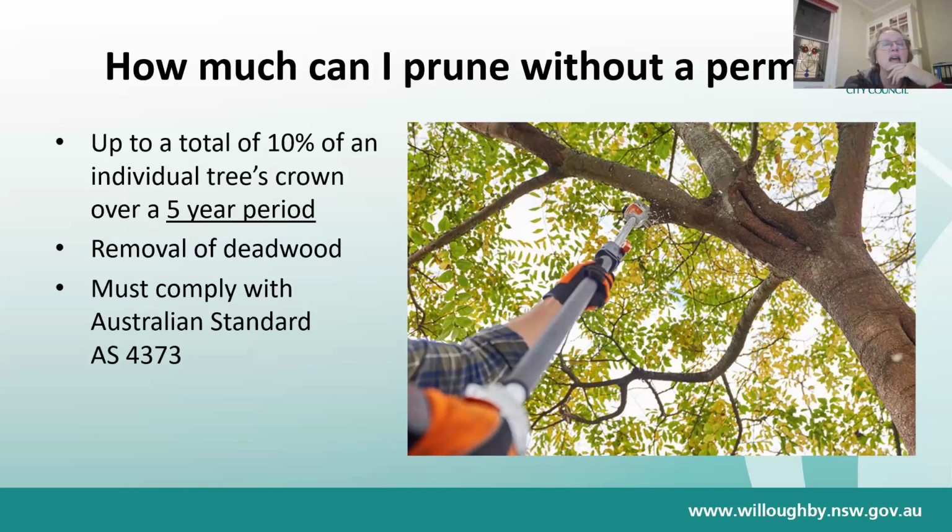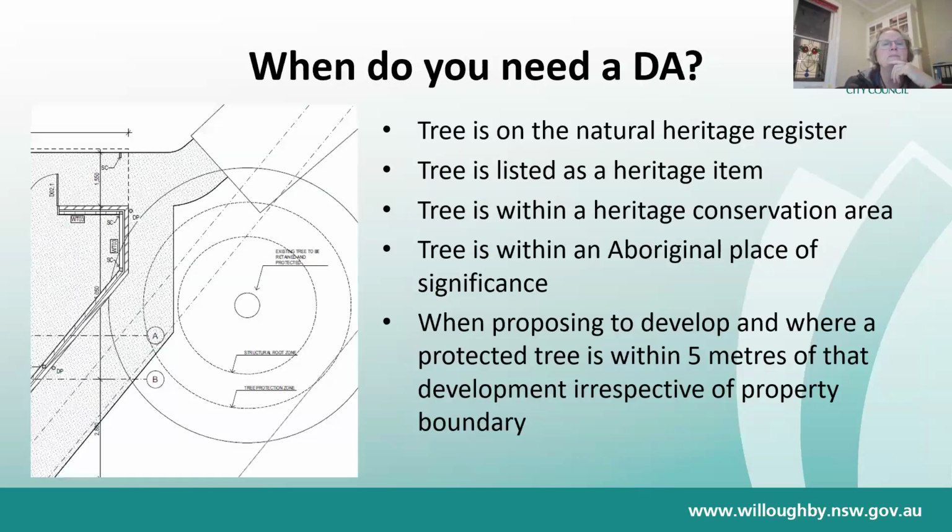There is an Australian standard, as you can see, 4373, and that standard is a great standard for the pruning. When do you need a DA? Well, usually you need a DA when you're going to do a development. And there is a Natural Heritage Register for Willoughby Council, which is a fabulous document.